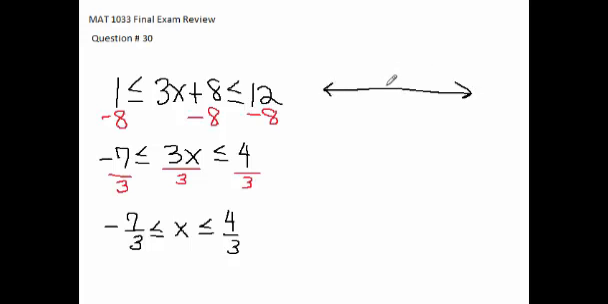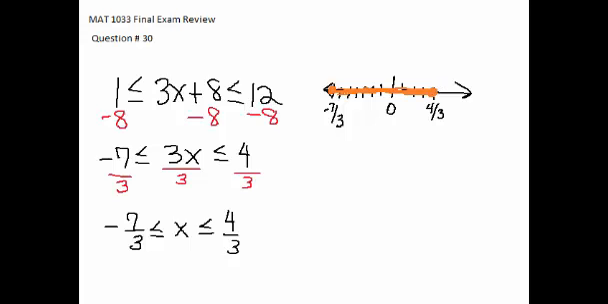Okay, now I need to identify 4/3. 1, 2, 3, 4. We'll just count by thirds. And then negative 7/3. 1, 2, 3, 4, 5, 6, 7. Negative 7/3. And we're going to show shaded circles on both of those tick marks to identify they're included in the set. Remember, with a double inequality, we are going to shade in between because it's all the numbers in between these numbers and including those numbers, because of the equal to part of the inequality that gives us our solution set.